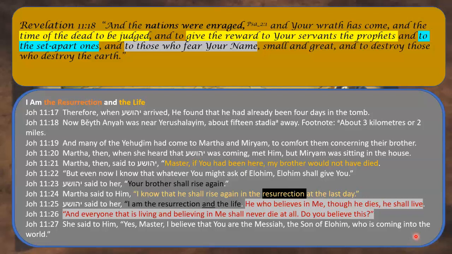Yahusha said to her, I am the resurrection and the life. Now, these are the words of Yahusha. He says, he who believes in me, though he dies, he shall live. And everyone that is living and believing in me shall never die at all. Do you believe this?